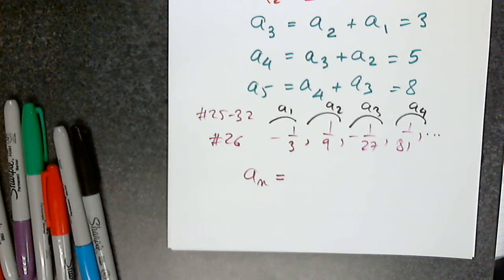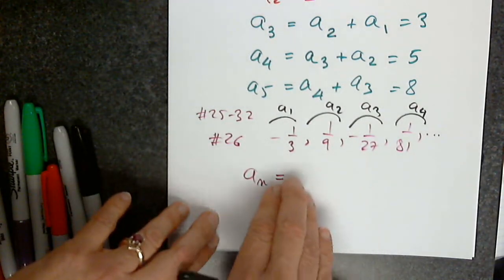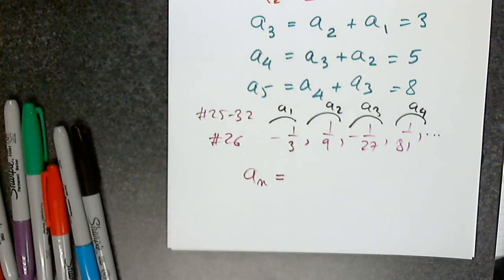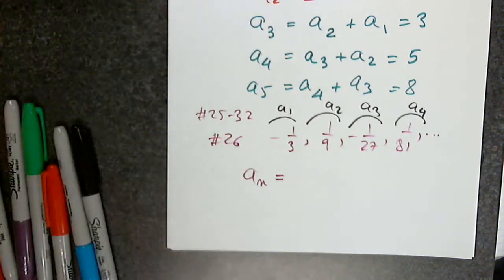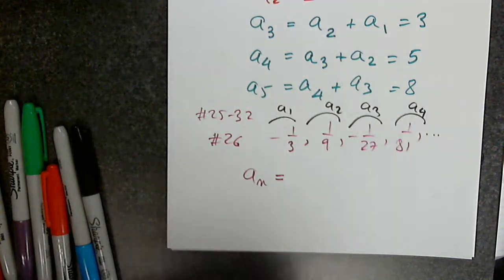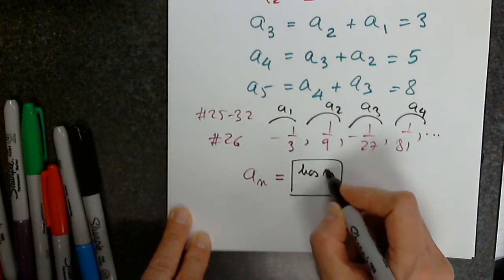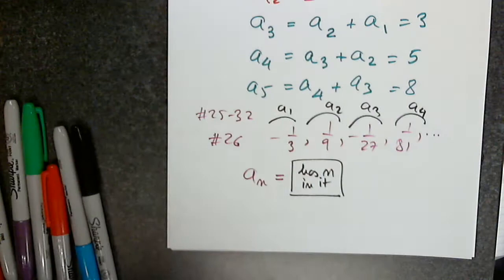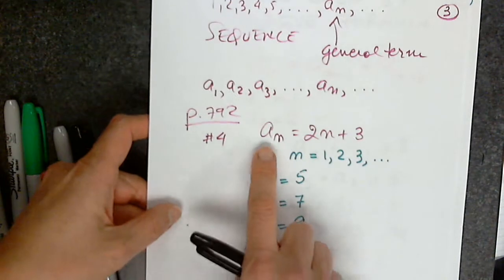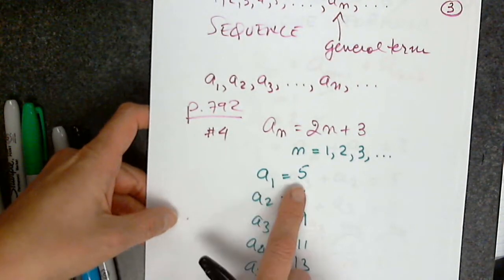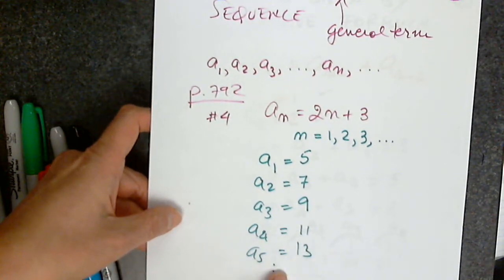So I want to determine a formula that has n in it in such a way that when I plug in n equals 1, I get this term, A1. So I will get some sort of expression that has n in it. For example, this is an expression in which if I plug in 1, I get this. If I plug in 2, I get this. And these are the terms of the sequence.